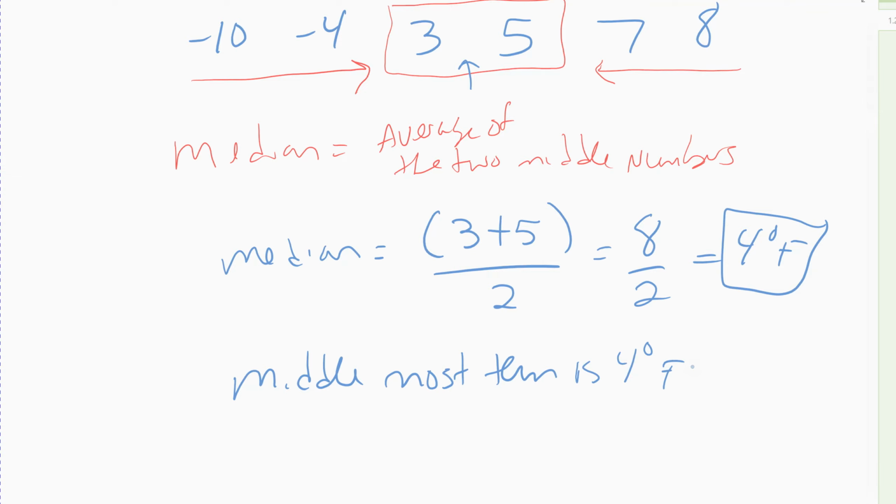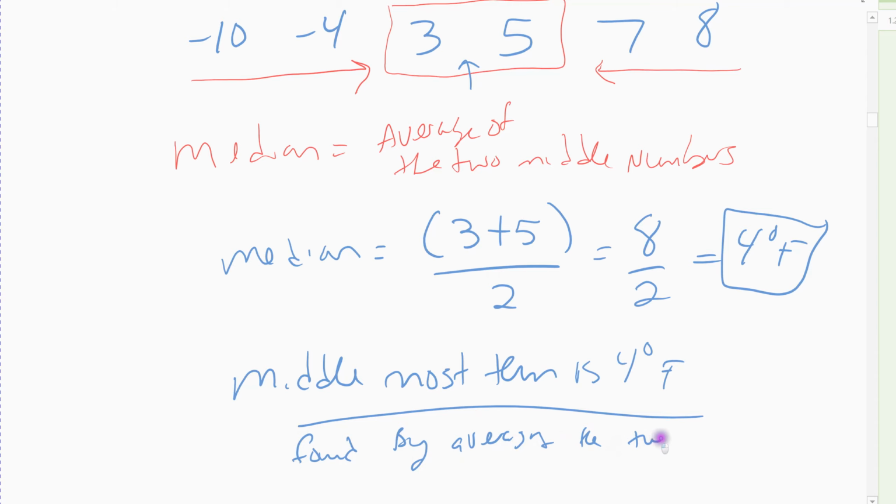Smack dab in the middle of them. However you want to interpret it is up to you, but it's the middlemost number. It's the number in the middle. And this one is found by averaging the 2 middle temps.